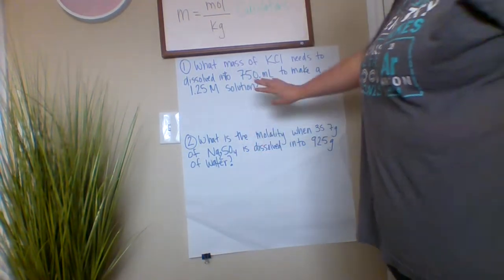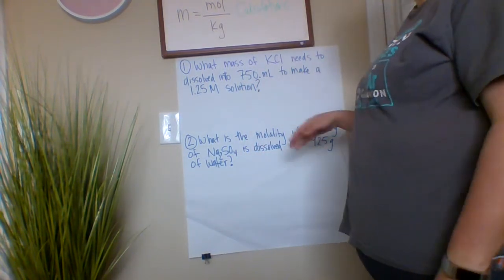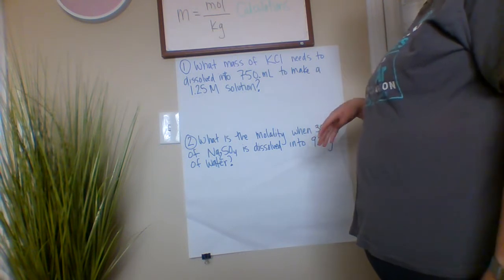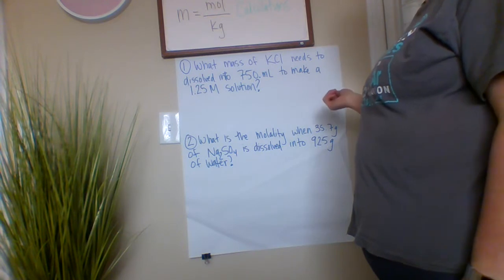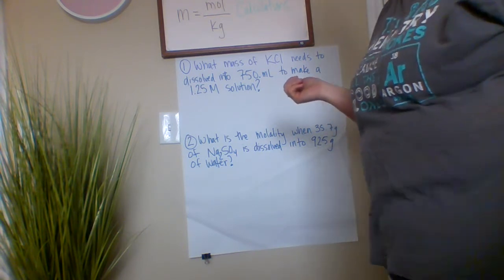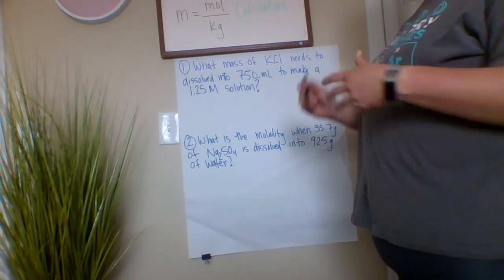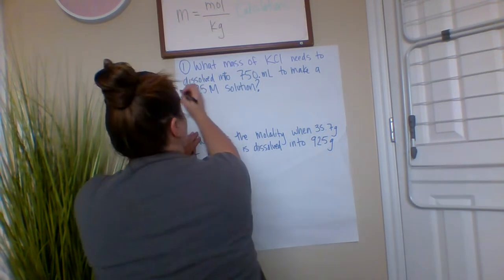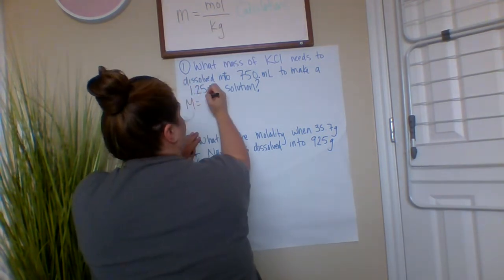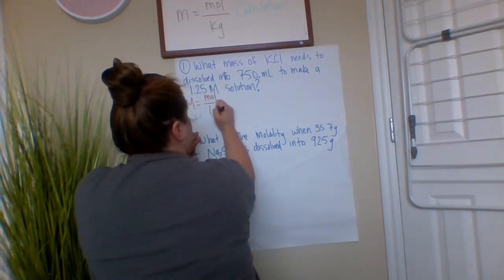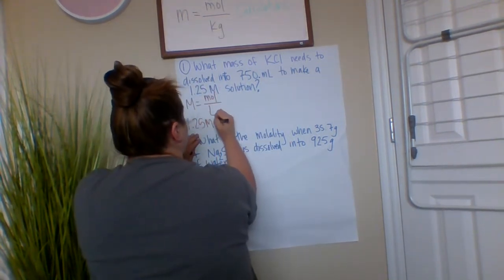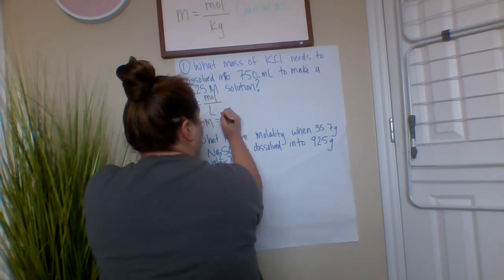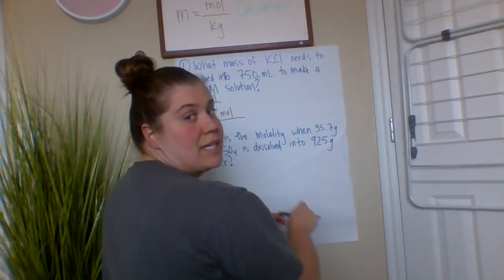All right, so here's our problems that I'm gonna go over. The first one asks, what mass of KCl, potassium chloride, needs to be dissolved into 750 milliliters to make a 1.25 molar solution? Okay, so here we're going to use the molarity formula, which is molarity equals moles over liters. Well, we have our molarity, it's 1.25. We're looking for our moles. And then we have our volume, but it's in milliliters.